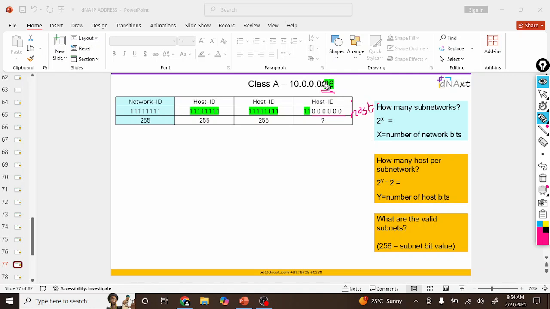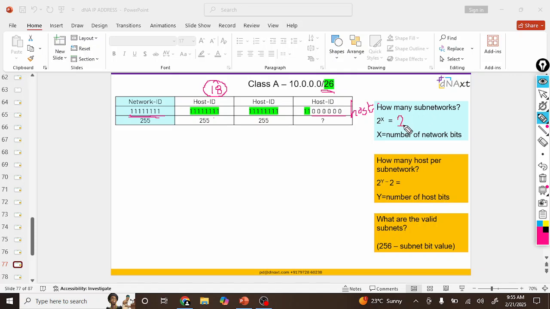So slash 26 means there are 26 bits assigned to your network and the remaining 6 bits are for your host. Out of 26 bits, 8 bits are your default network bits, which belong to the major network. The remaining 18 bits (8 plus 8 is 16, 17, 18) you have borrowed from the host portion, which are known as subnet bits and are responsible for subnetting this IP. So let's talk about how many subnetworks we will get.